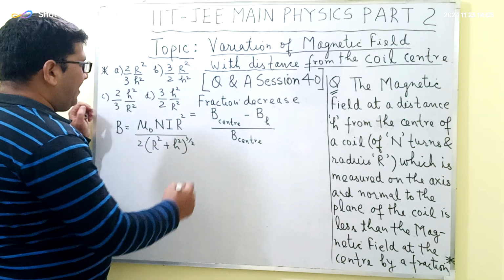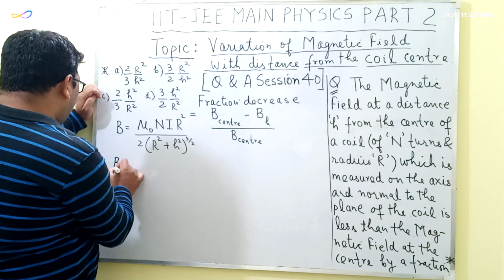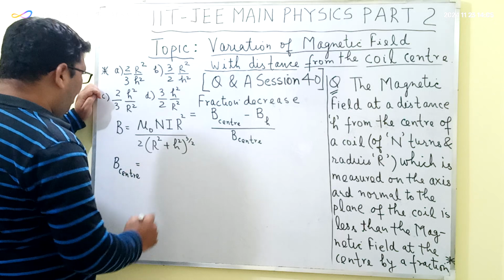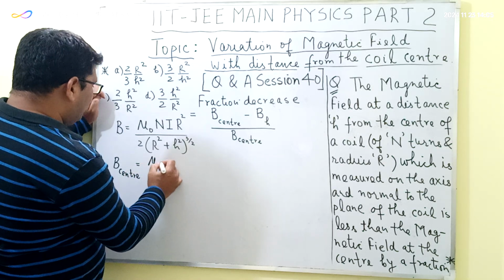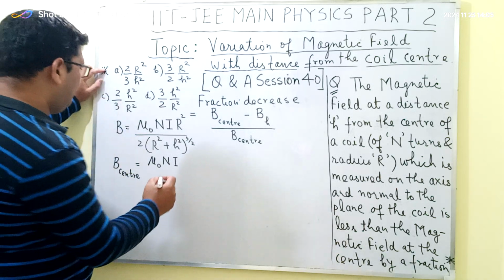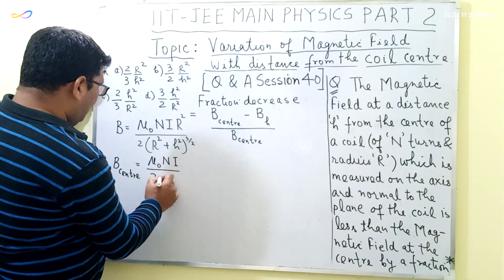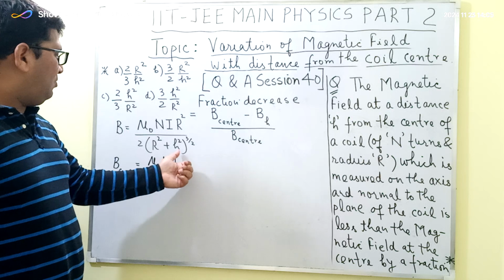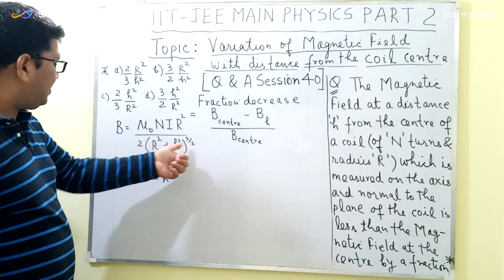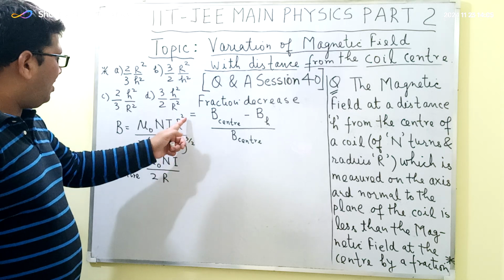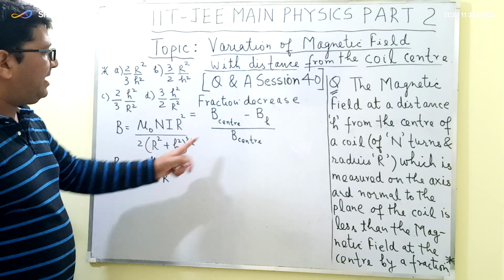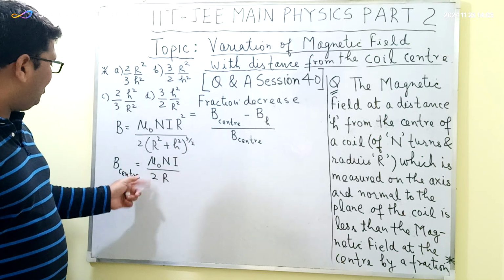So from this formula we can find the value of the magnetic field at the center of the coil, which is equal to mu naught N I divided by 2r. See, at the center of the coil h will be equal to 0. So if I put the value of h equal to 0, I will be getting r square to the power 3 by 2, so this will become r cube. So r square divided by r cube will be equal to 1 by r. So the magnitude of the magnetic field at the center of the coil will be equal to mu naught N I upon 2r.